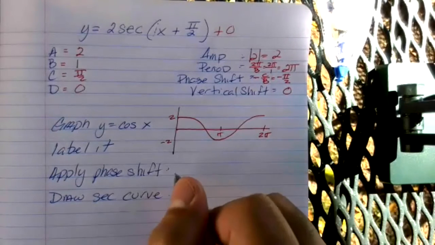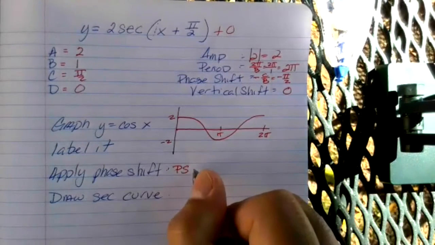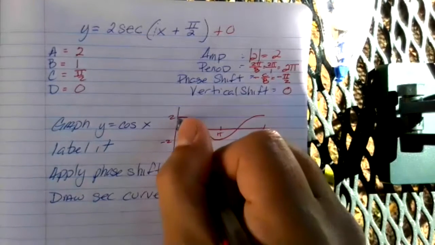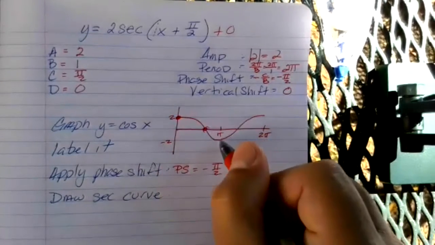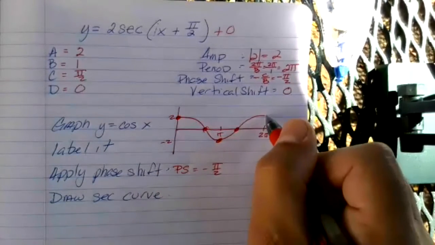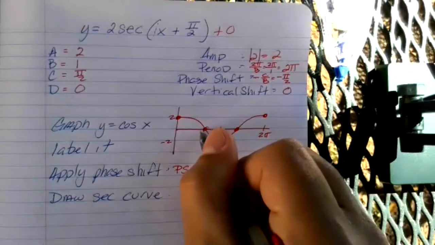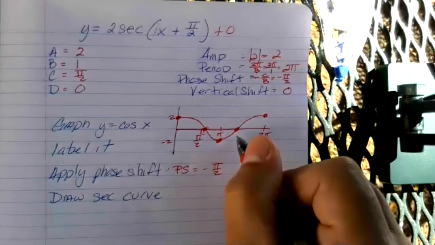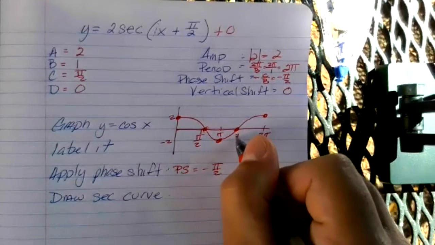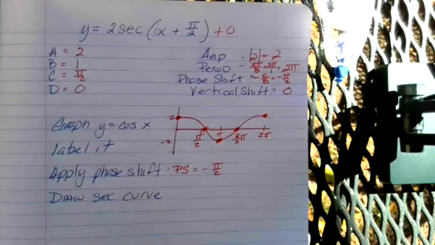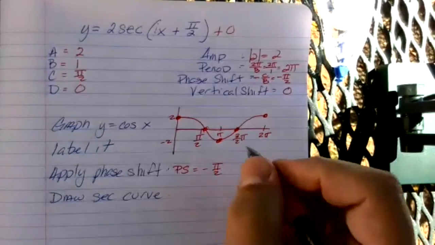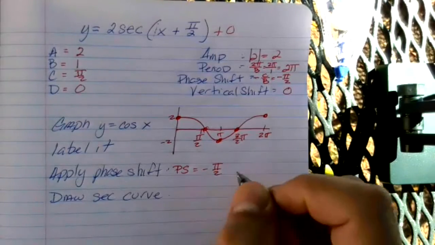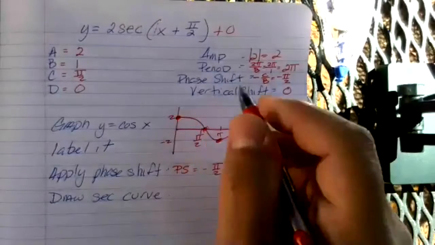And now I have a phase shift. My phase shift is equal to negative pi over 2. So that means I have 1, 2, 3, 4, 5 points, and I want to move them over half pi to the left. Well, even before I do that, let's move it to the left.